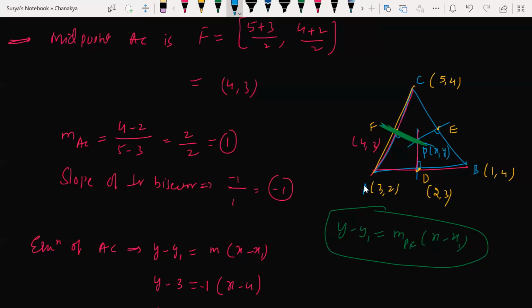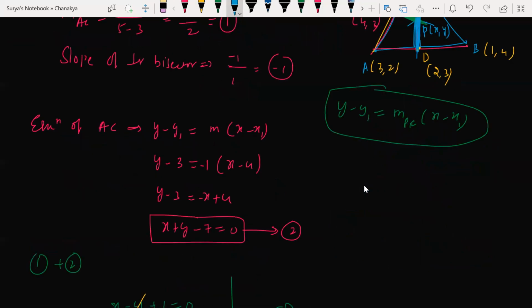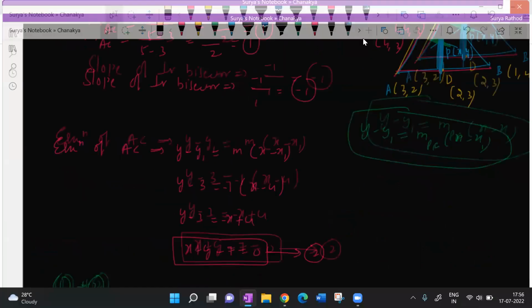Why do we need to find the slope of AB? To find the slope of this blue color line. After that, we'll find one more equation. If I solve both the equations, I'll get my answer. That's it. Any doubts?